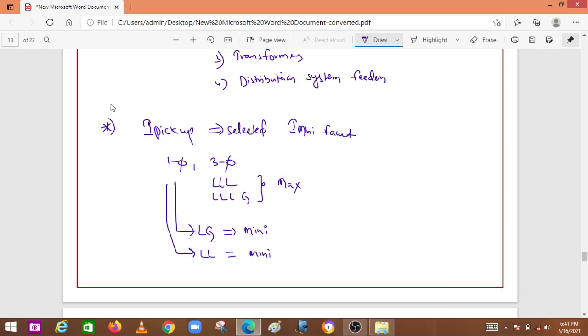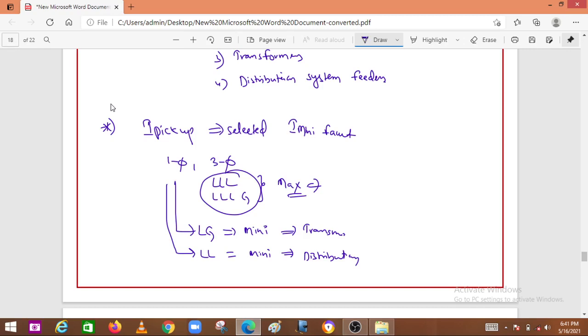So if the overcurrent relay is applied in a distribution system, you have to take the line to line fault as the minimum fault current. In case of a transmission system, you have to take the LG fault. But if you take the three phase fault, you will have the maximum fault current, which is used for the circuit breaker contact design.